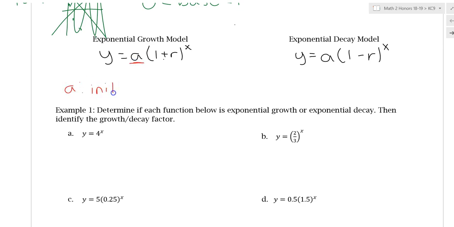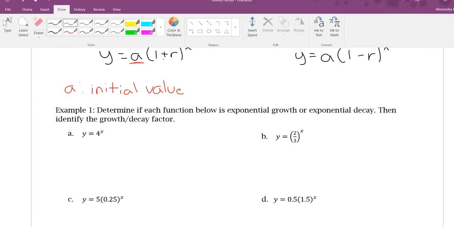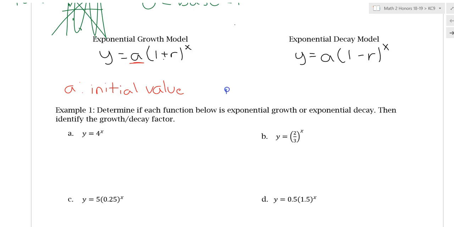So a represents your initial value, whatever you have at the beginning. And r is your rate of growth or decay. Most of the time with word problems, you just have to really read to know which one it's going to be. If it says increasing or it goes up, it's going to be growth. Decreasing, depreciation is a big word we'll see, that also means decaying or going down. So from your word problem, you can determine which of those it's going to be.